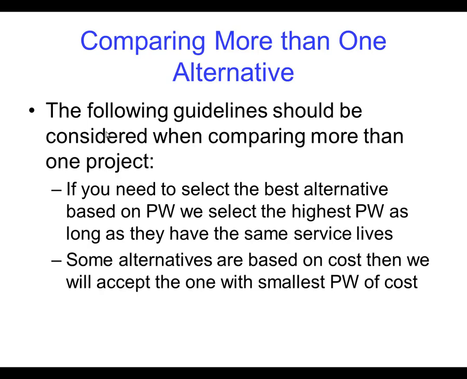If one is positive and one is negative, then we choose the positive. If both are positive, we choose the highest. If the alternatives are based on cost and not profit, then we choose the alternative with the minimum cost.